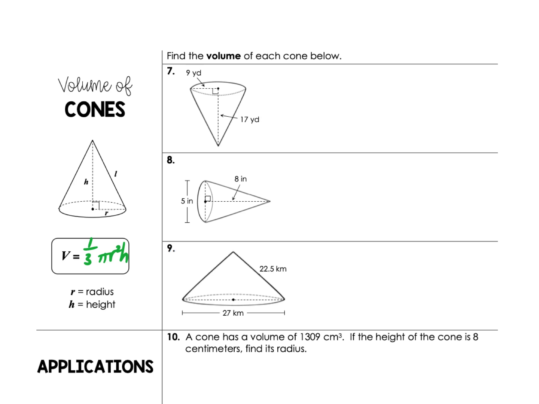So if I look at number 8, what's my radius? 9. Number 8. 2.5. My radius is 2.5. My height is 8. So it's going to be 1/3 pi 2.5 squared times 8. So 52.36 inches cubed.